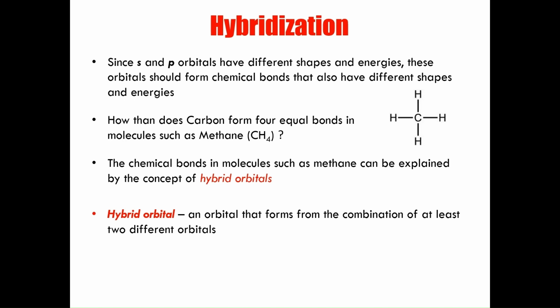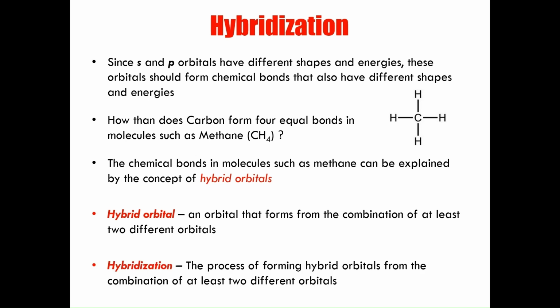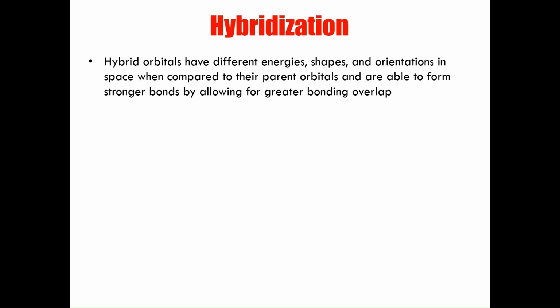A hybrid orbital is an orbital that forms from the combination of at least 2 different orbitals. And hybrid orbitals are formed in the bonding process called hybridization, which is the dynamic means through which orbitals merge. Hybrid orbitals have different energies, shapes, and orientations in space when compared to their parent orbitals, and are able to form stronger bonds by allowing for greater bonding overlap. This idea of greater bonding overlap will be further explored in the next slide.